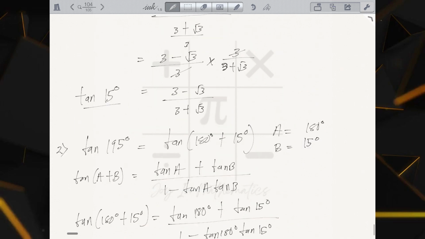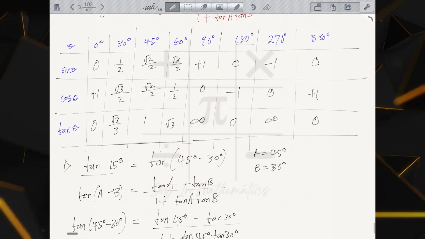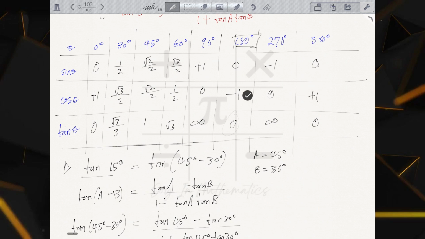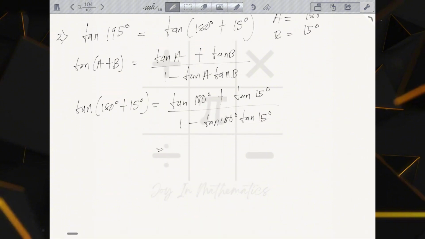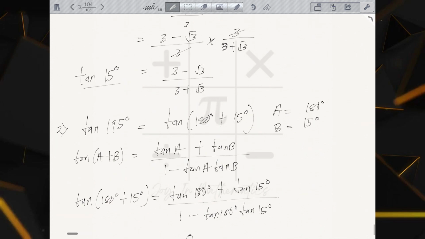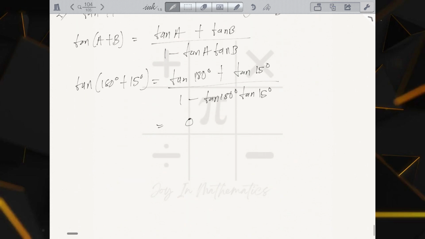What is tan 180 degrees? Let's go back to our table. We have 180 degrees and we have tan 180 degrees, which is equal to 0. So in essence, wherever we see tan 180 degrees, we put 0. What about tan 15 degrees? Since we don't want to use anything like tables or calculators, we have expressed tan 15 degrees to be 3 minus root 3 divided by 3 plus root 3. So we just write it as 3 minus root 3 divided by 3 plus root 3. You might want to ask, what if we have not evaluated tan 15 degrees then? Then all we have to do is go back in time and simplify for tan 15 degrees.